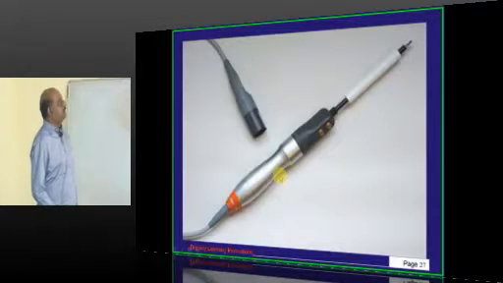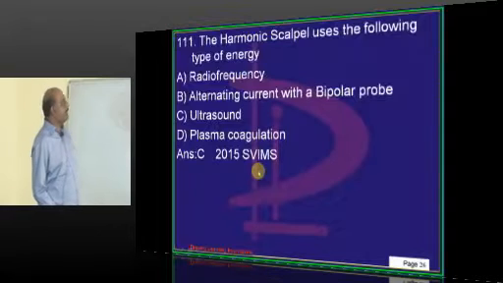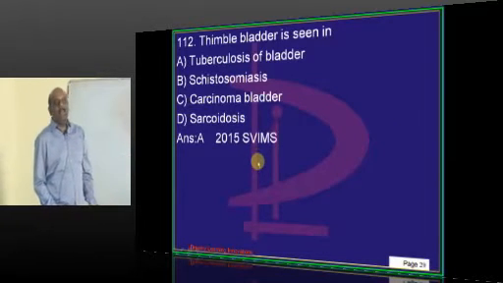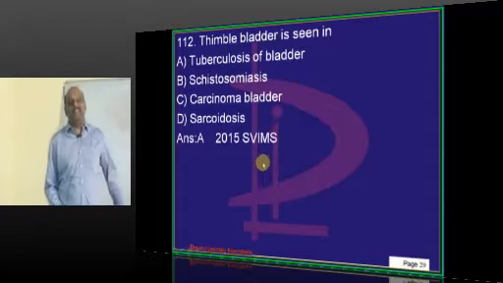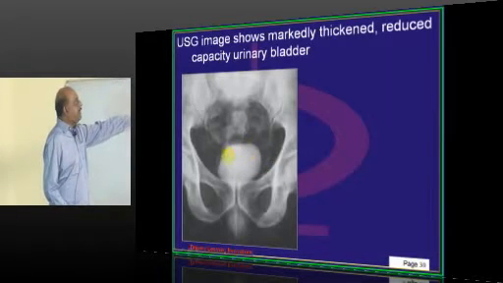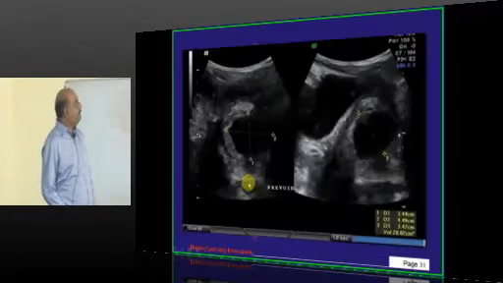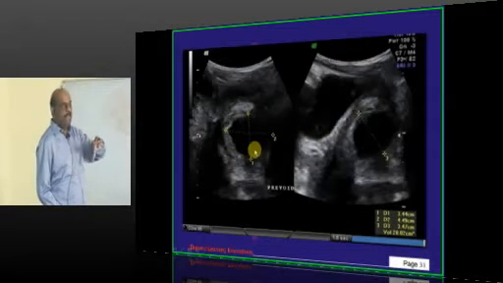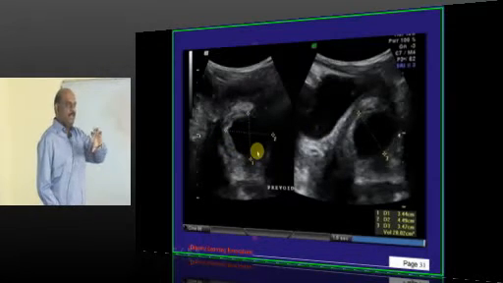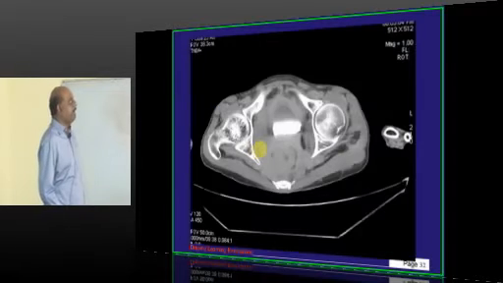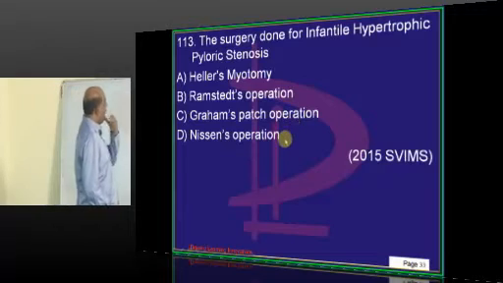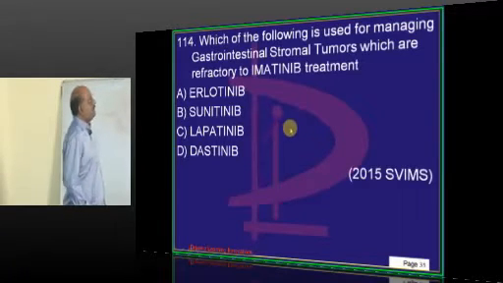Harmonic scalpel, as you can see here, this is called a harmonic scalpel. It uses ultrasound. Thimble bladder, if TB is in the options then TB is the answer. Tuberculosis of the bladder. This is basically a radiograph showing thimble bladder, and this is an ultrasound showing a small bladder. A fibrosed, cicatrized, small capacity bladder is the thimble bladder, which is what you can see in these radiographs. Ramstedt is for hypertrophic pyloric stenosis.